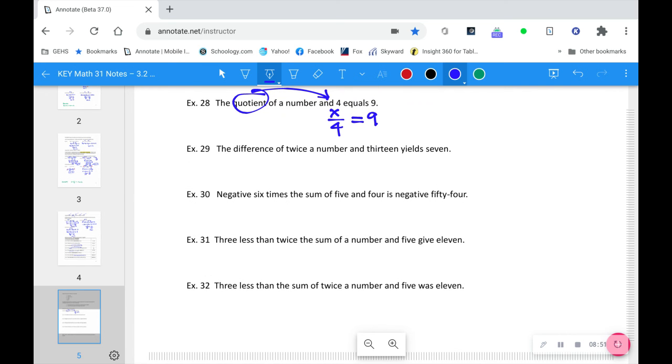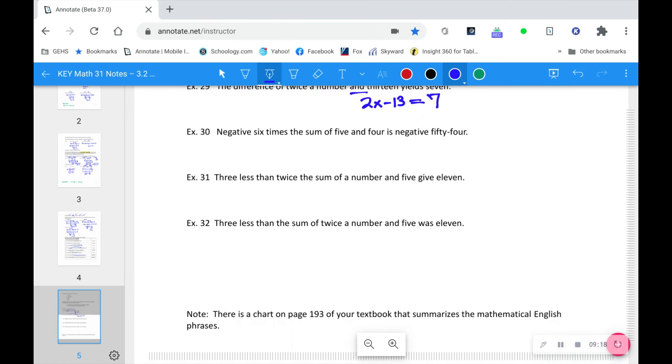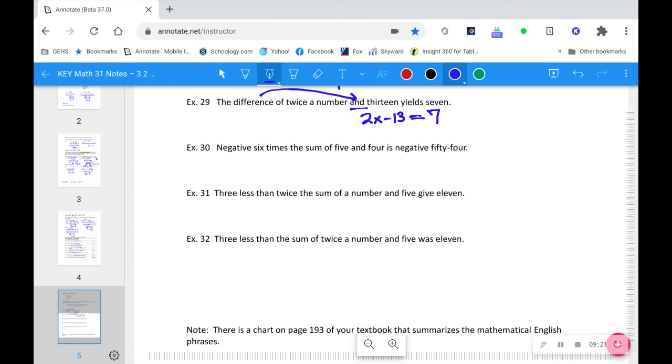All right, the next one is the difference of twice a number and 13 yields 7. Find your equal sign, the yields in this case. Often it'll split your work in half, kind of chunk your work into smaller pieces. The difference of twice a number and 13. Okay, difference means minus, and that minus will go right there. So twice a number and 13, the difference of those numbers, or those values.